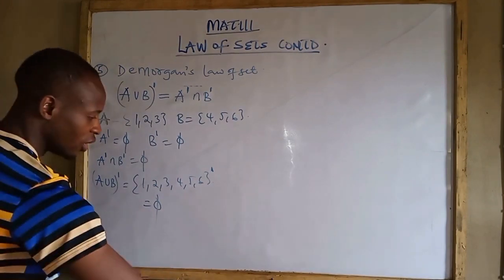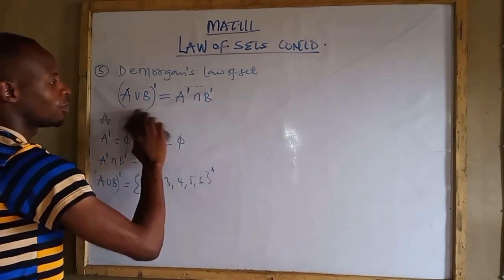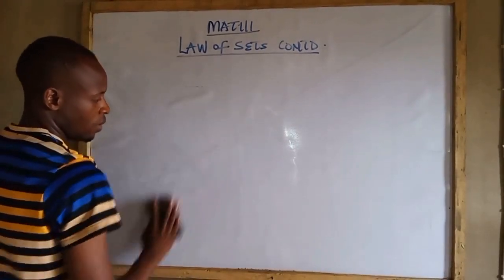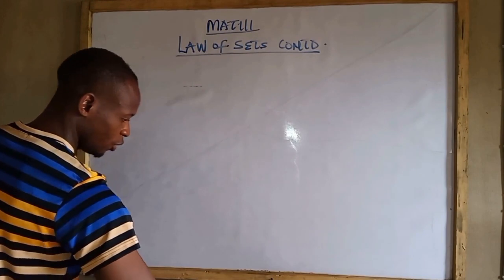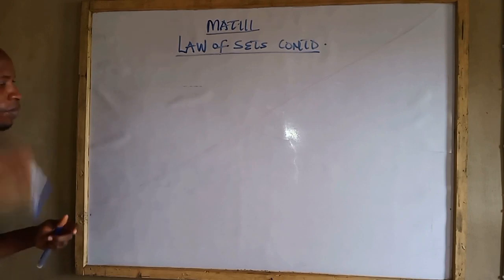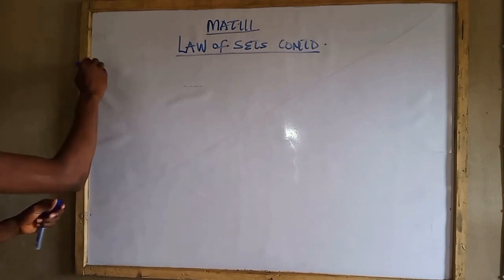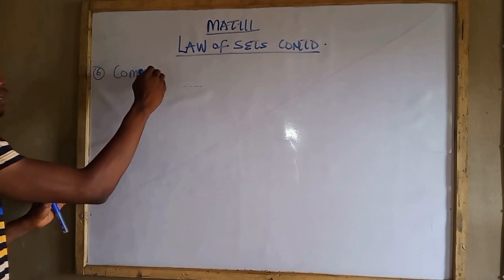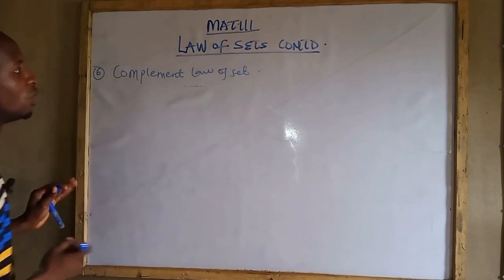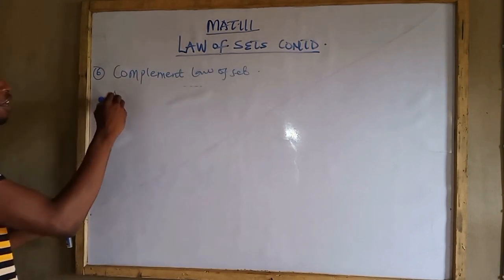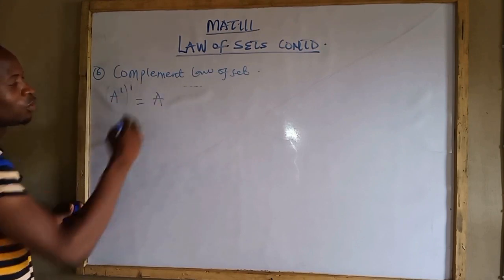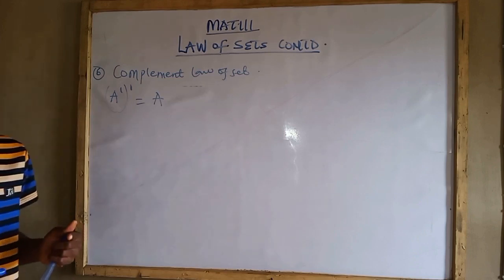Now the sixth law of set is the complement law of set. You just have to bear with me with this marker. It is not encouraging at all. Okay. So the sixth one is simply the complement law of set. This law simply means that if you have the complement of A complement, it is always equal to what? A. It will give itself back, back to A. Are we together?